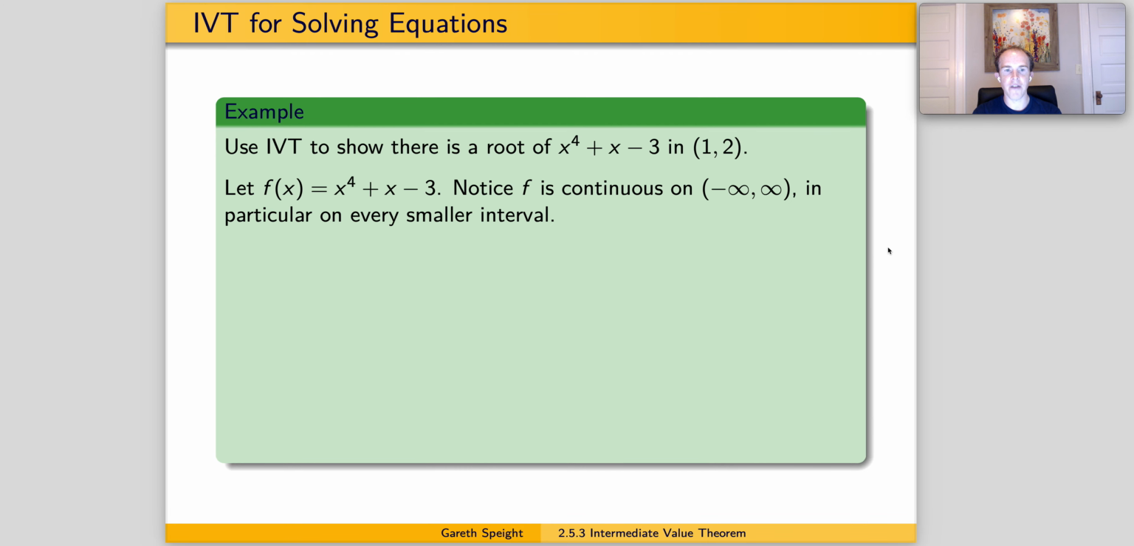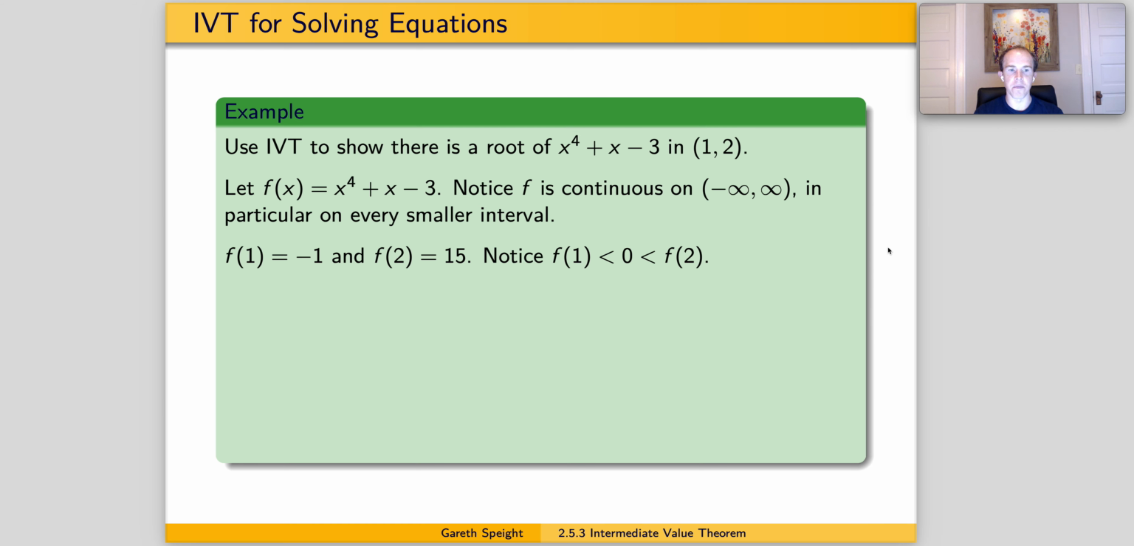So we have a function, f of x is x to the 4 plus x minus 3. And it's a polynomial, so it's continuous everywhere. So whatever interval you pick, it's going to be continuous. And we're interested in particular on 1, 2. So let's try to apply the intermediate value theorem on 1, 2. Okay, so we should check the values of the endpoints.